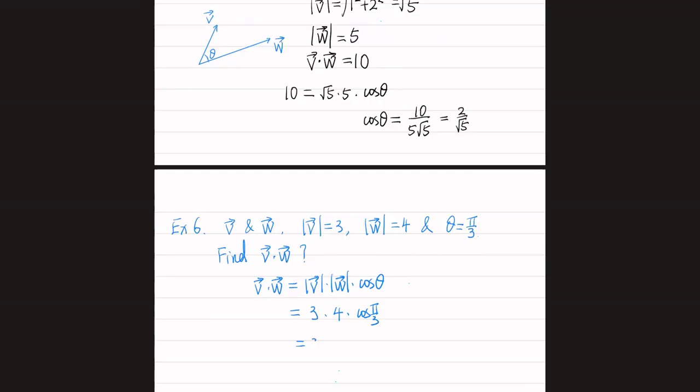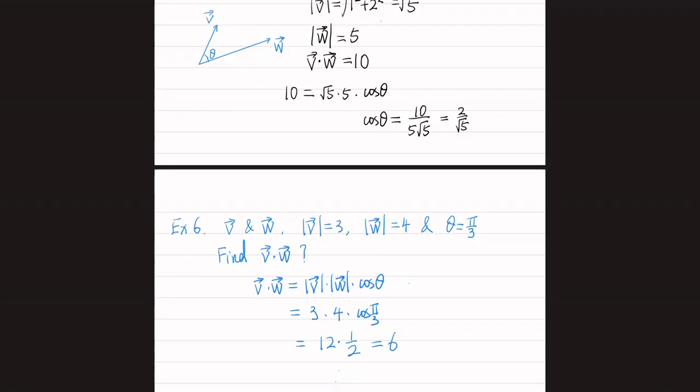I believe that's... how much was that again? Wait, I have a chart. Oh yeah, that's 6. The entire thing is going to be 6 because cosine of pi over 3, pi over 3 is 60 degrees, which equals 1/2. Okay.